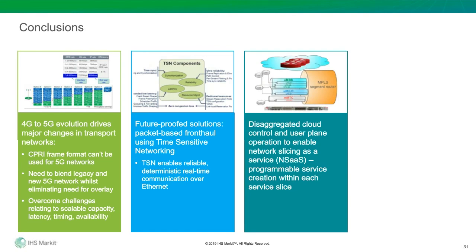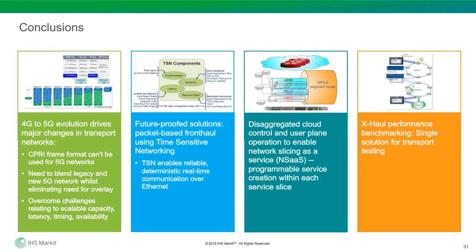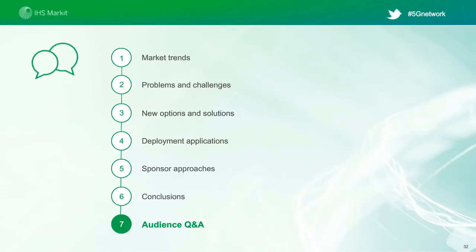We talked about disaggregated cloud control plane and user plane operation and how this enables network slicing as a service, and what that means in terms of programmable service creation and provisioning. And lastly, we heard about the vital role of X-Haul performance benchmarking and the availability of single solutions for transport testing, and really the importance of working with vendors that have a long-term roadmap for X-Haul as it evolves into the 5G era.